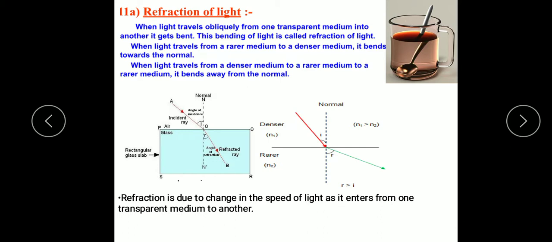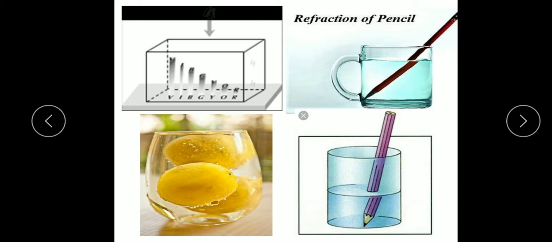Now let us see some common examples of the refraction of light. First one, the letters. The letters appear to be raised when viewed through a glass slab placed over the document because of refraction of light.